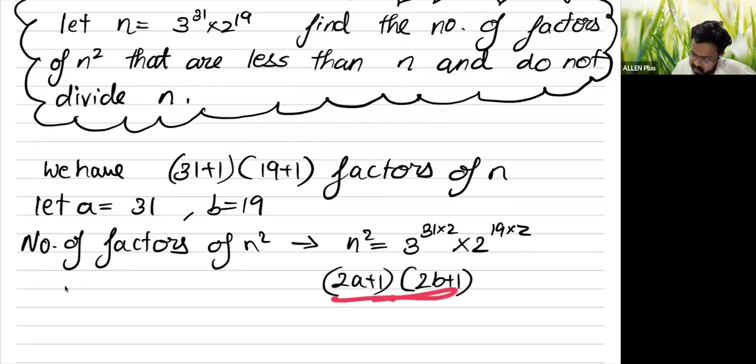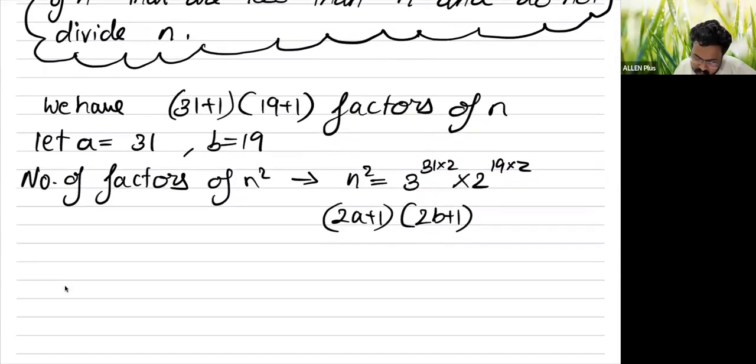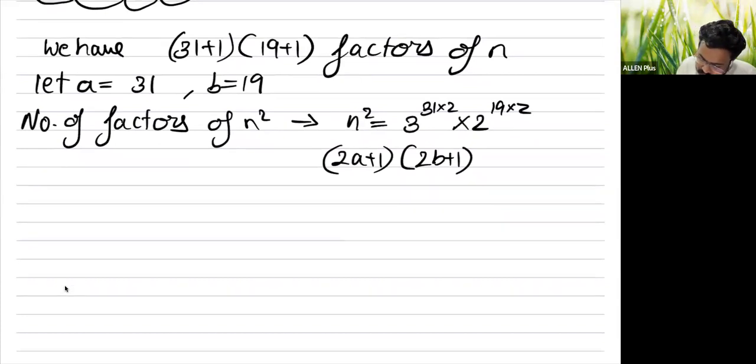I hope everyone is clear with this. The power is 2a and this power is 2b. Sir, I did something by subtraction and I got one very basic formula. Wait, Sumit. I'll complete with my explanation, then we'll have other discussions. So, these are the number of factors for n square.